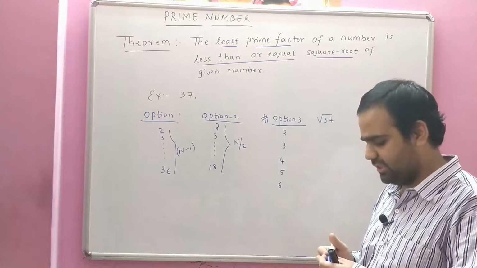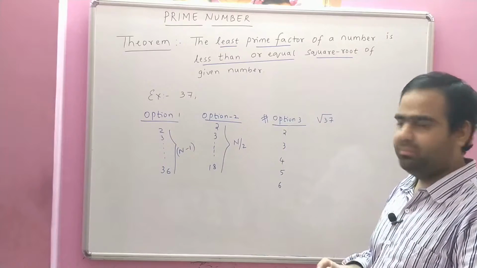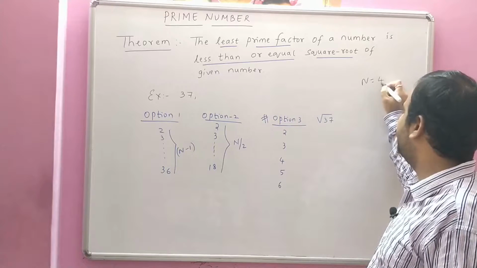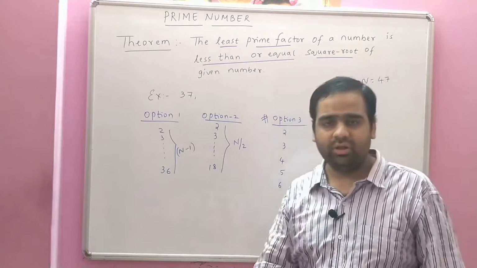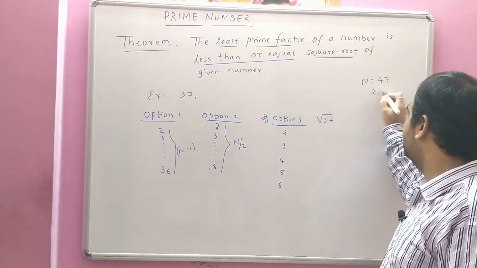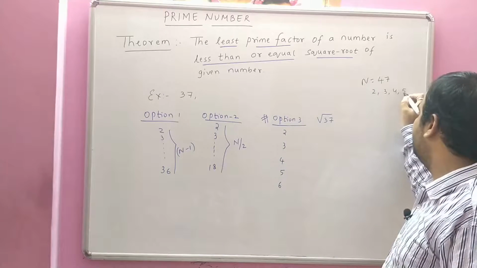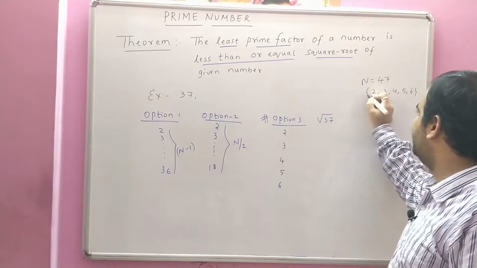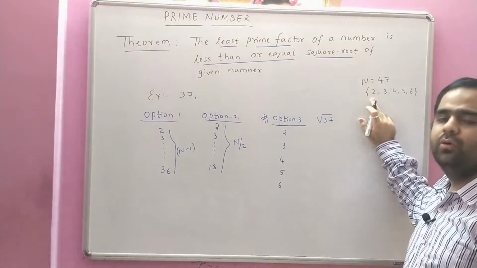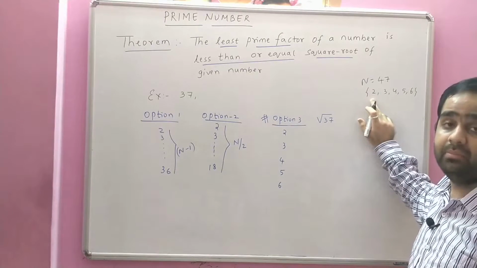This is faster. Now, let us take for example, n is equal to say 47. Now, what is square root of 47? Again, it is 6 point something. Therefore, you have to take it from 2, 3, 4, 5, 6. We make a set of this. Does any number from this set divide 47? No. Therefore, 47 is a prime number.